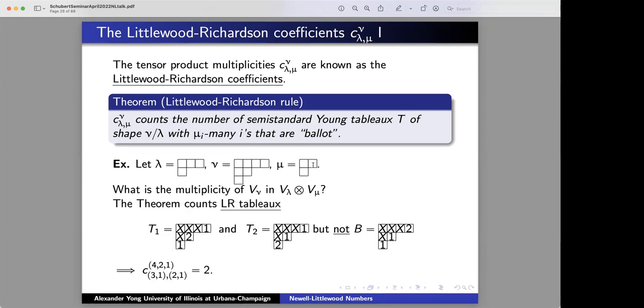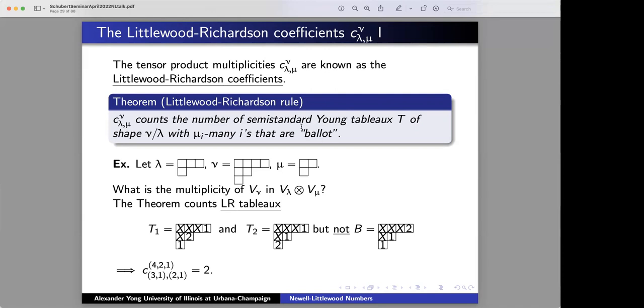Okay, so how does the rule work? You take the big guy, nu, and you take away lambda on the inside, so you forbid some parking spots. And what mu tells you is how many ones and twos you can throw into the empty spots. In this case, because there are two boxes in the first row of mu, you could put two ones, and one box in the second row, you could put a two. So therefore, there are three possible fillings that you could put down under that weight constraint.